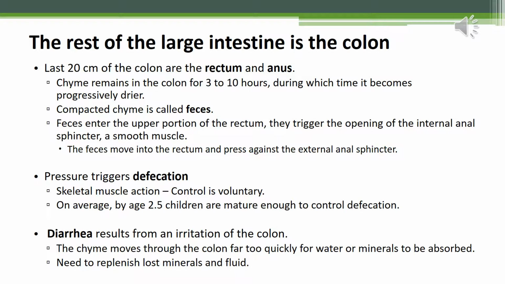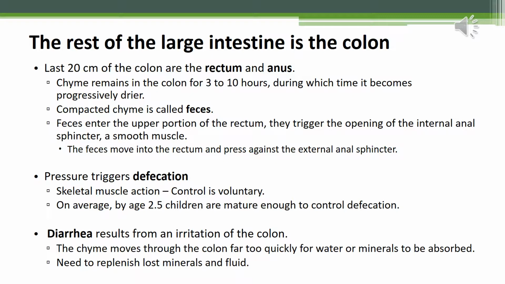We use skeletal muscle action to accomplish this, such that it is voluntary, which means that we consciously have to make ourselves defecate. And on average, by age 2.5, children are mature enough to control their own defecation.